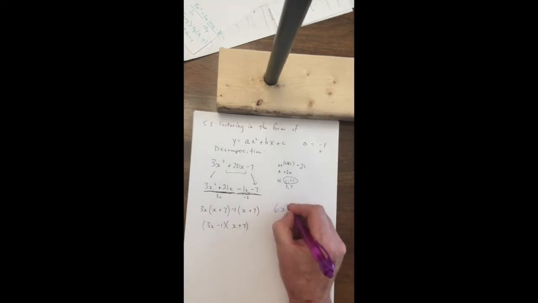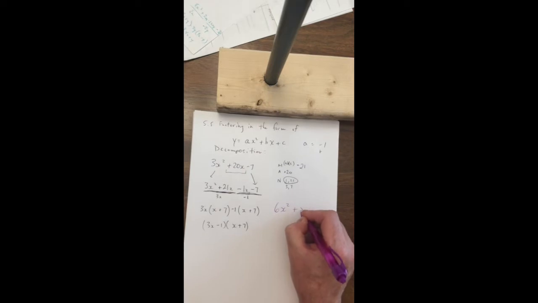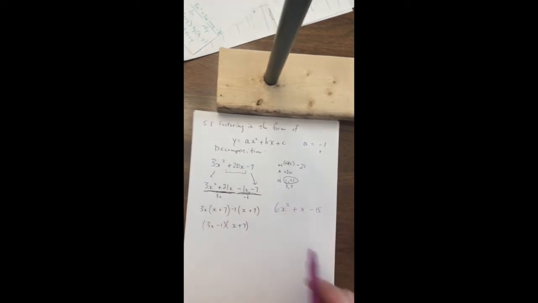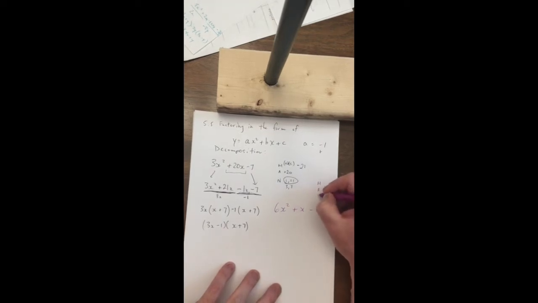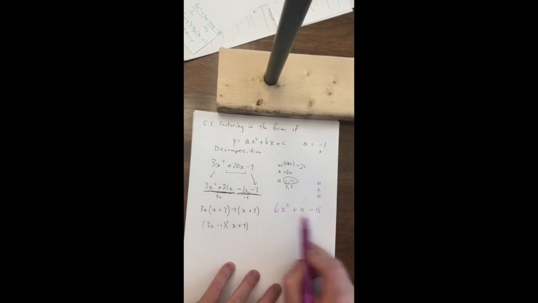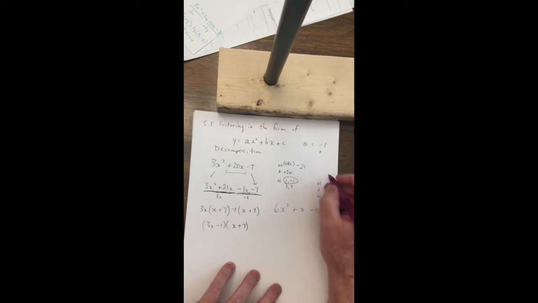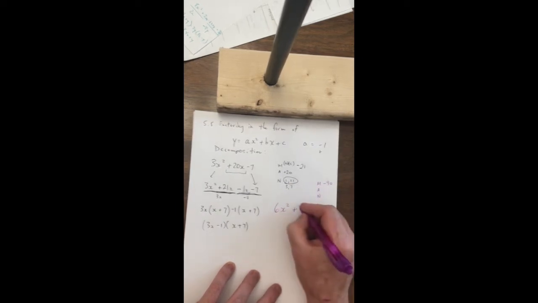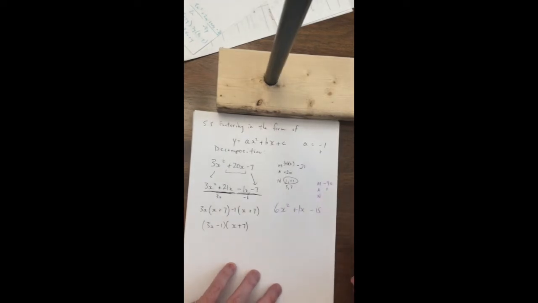So 6x squared plus x minus 15. Do we have any greatest common factors? No. Is a greater than 1? Yes. So we're going to use our decomposition method. So for man, 6 times -15 is -90. And we have a 1x here. Our numbers have to add to 1.